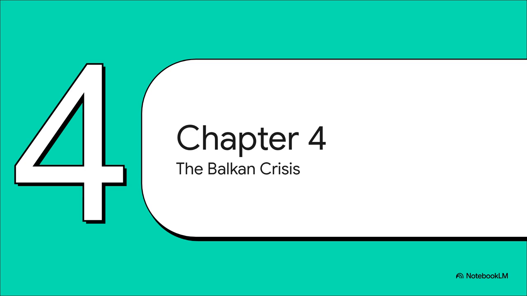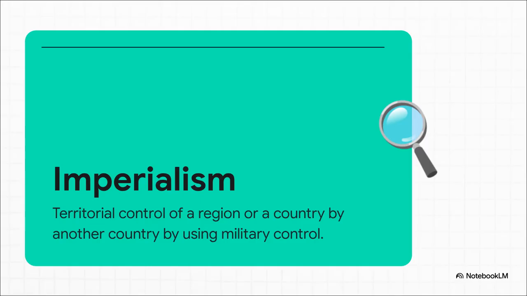Chapter 4. The Balkan Crisis. Let's move on and see how this builds, because as we reach the final decades of the 19th century, that idealistic dream of nationalism starts to buckle into something much more aggressive: imperialism. Imperialism is basically the territorial control of a region or a country by another country by using military control. This was, sadly, the intolerant evolution of nationalism.